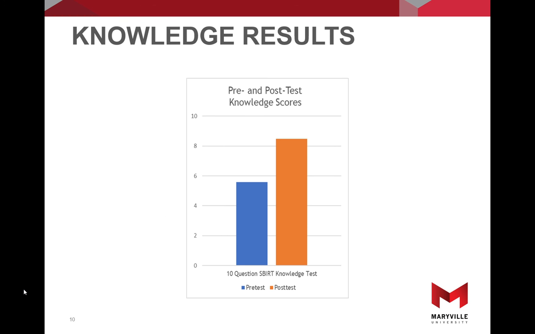The average score of the 10-question knowledge pretest for the 19 complete sets of data was 5.58. The average score for the knowledge post-test was 8.47 out of 10, representing close to a 30% increase in knowledge scores after participants viewed the SBIRT educational module.